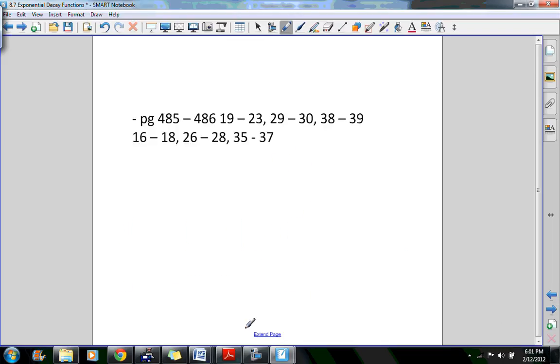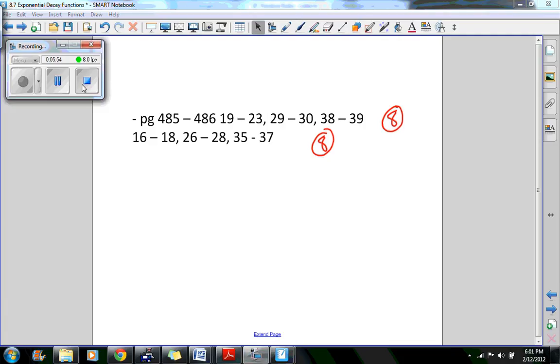Alrighty. I told you it was going to be short. The problems are 19 through 23. That's 5, 6, 7, 8, 9. So I want you to get 8 right on top. 1, 2, 3, 4, 5, 6, 7, 8, 9 here. So I want you to get 8 right on bottom. All right. Good luck.